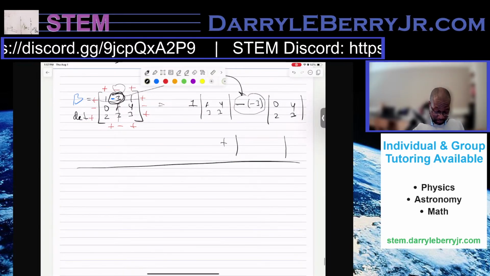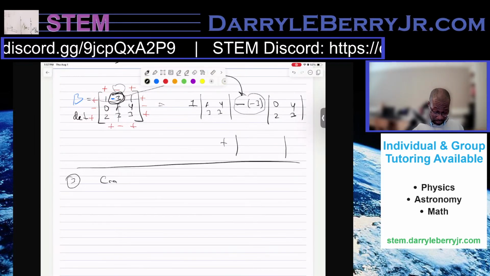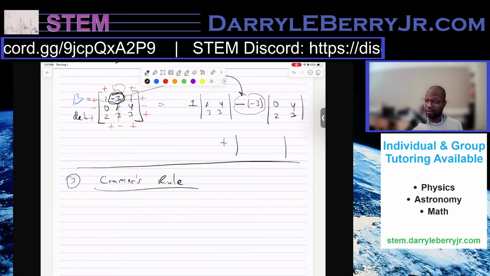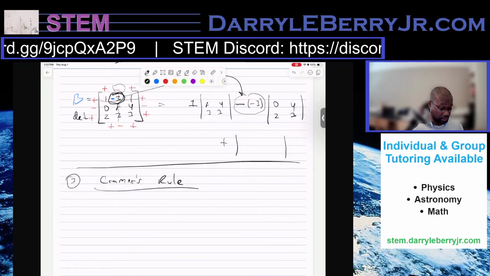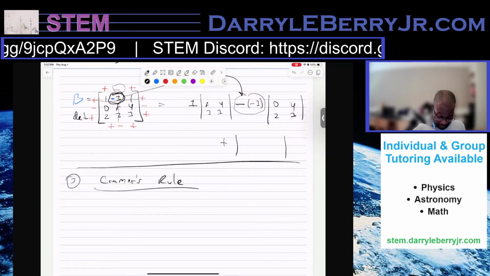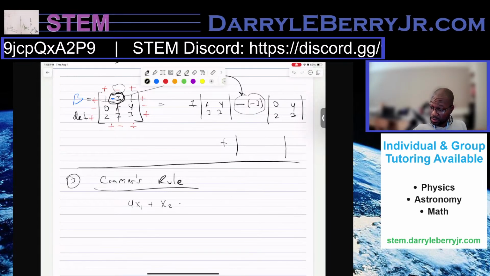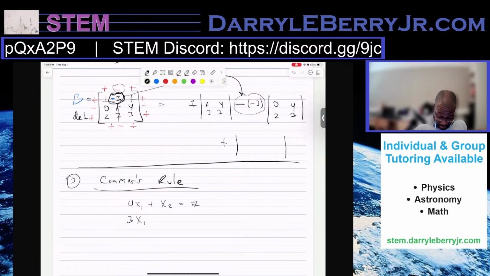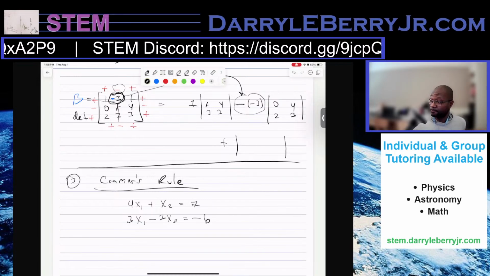Right. So number 3. Now we're saying use Cramer's rule to solve this. Basically, the equations, and again, let me know if I have a typo, I have 4x1 plus x2 equals 7. And I have 3x1 minus 3x2 equals -6.